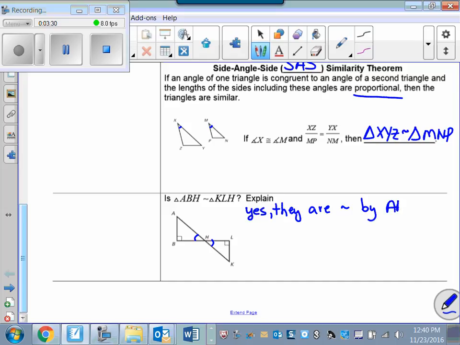By angle-angle similarity. And how do I know that? Number one, the right angles. We're not doing this as a proof, so it doesn't have to be as formal. So I know the right angles are congruent. I know the vertical angles are congruent. Therefore, by angle-angle, I can say that those two triangles are similar.